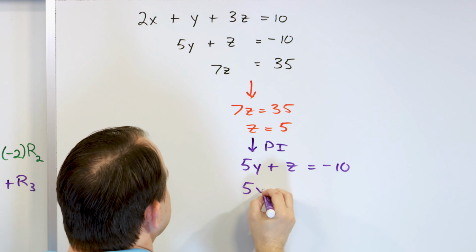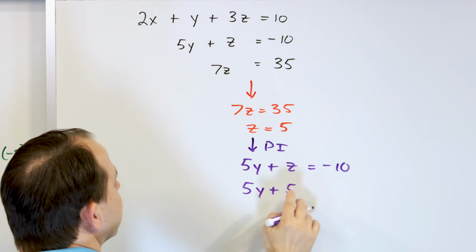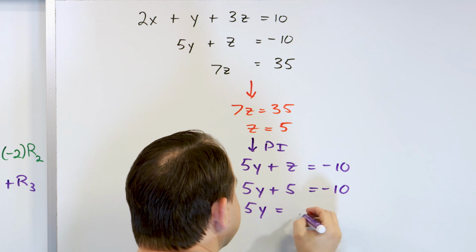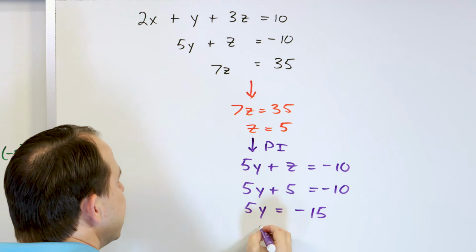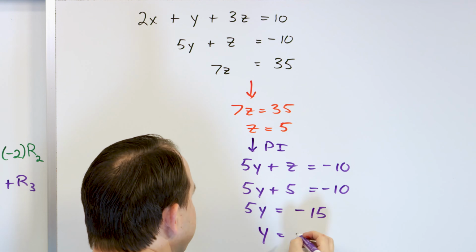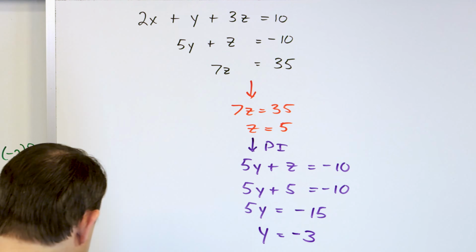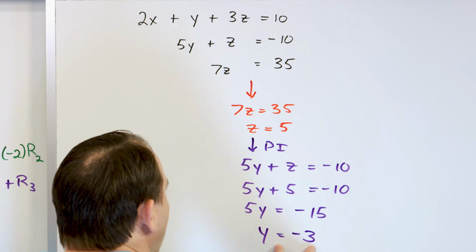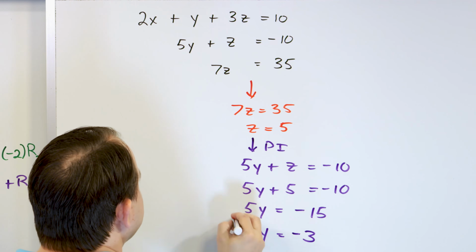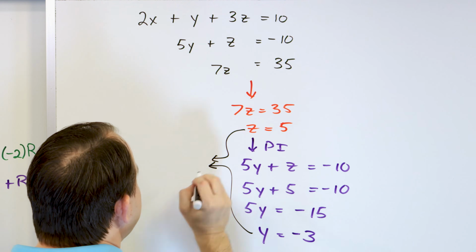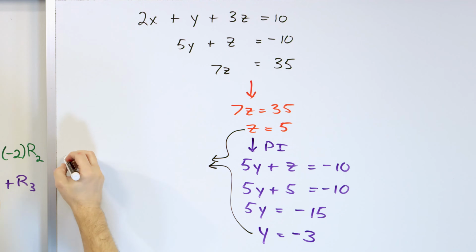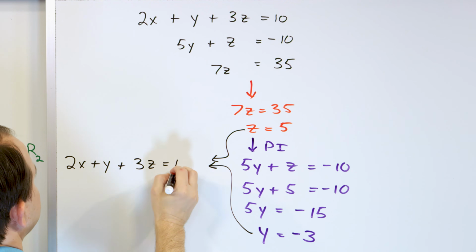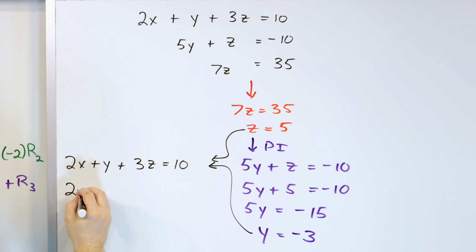Now we know what that is. So z is equal to 5, and then we have negative 10. So we have 5y is equal to, we subtract this over, so it's going to be negative 15. And then when we divide by 5, negative 15 divided by 5 is negative 3. So y is going to be equal to negative 3. So now we have y and z. So we take both of these that we have found and we plug them into the first equation, which is right above. 2x plus y plus 3 times z is equal to 10. Now, x is what we're solving for.